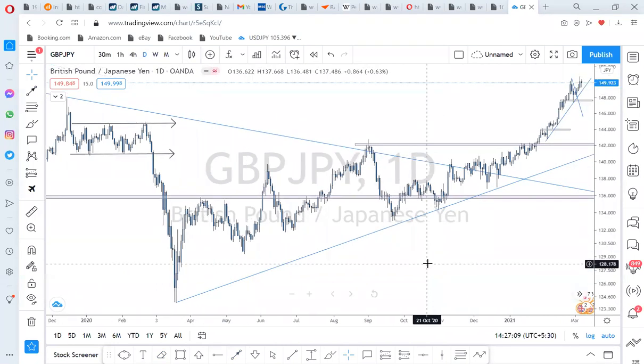So follow price action, follow your zones, identify where there are breaks in structure and when the market is reversing.